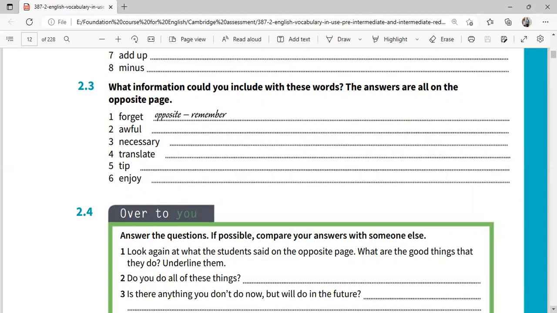Tip: a piece of advice. 6. Enjoy, sad: these are opposite. Awful, dreadful: synonyms. Answers are all on the opposite page. What information could you include with these words? Okay. Over to you. Answer the questions. If possible, compare your answers with someone else.